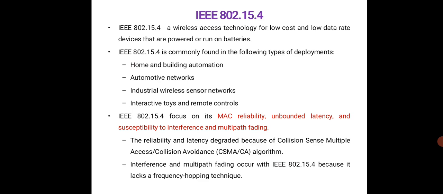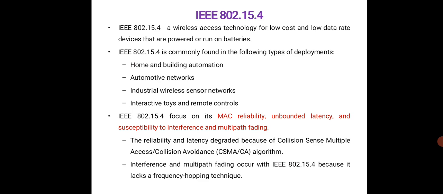Coming to the first one, which is IEEE 802.15.4, it is a wireless access technology which is very familiar for low cost and low data rate devices that are powered or run on batteries. It is commonly found in the following types of deployments: home and building automation, automotive networks, industrial wireless sensor networks, interactive toys and remote controls.